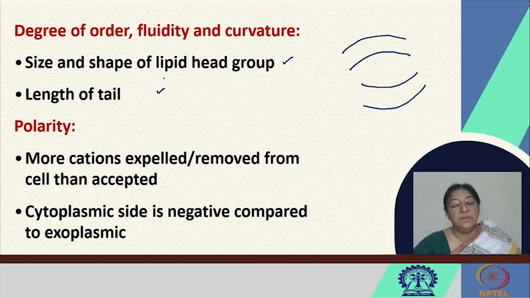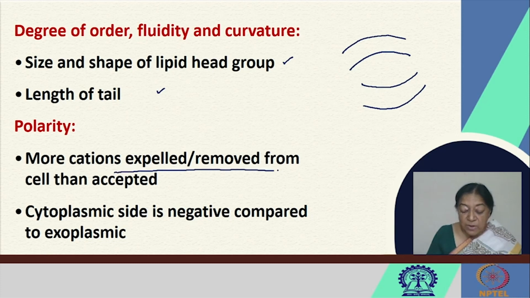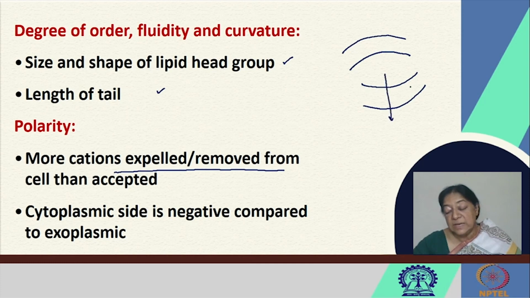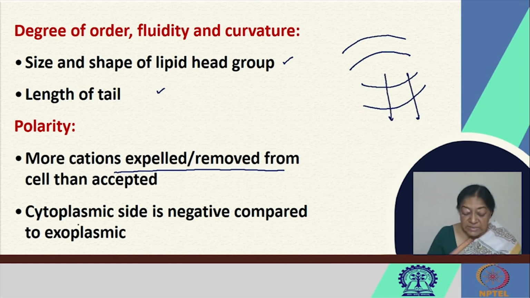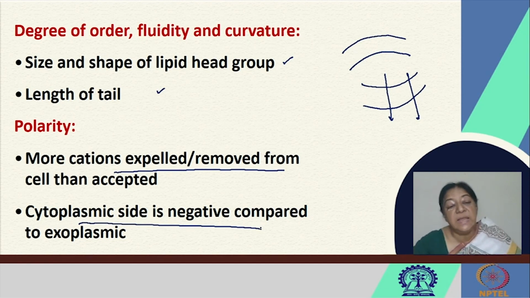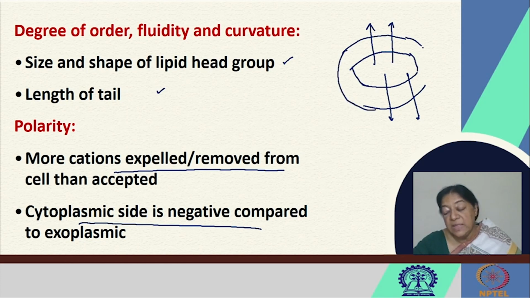The polarity, on the other hand, evolves because more cations are expelled or removed from the cell than accepted. So, if more cations are expelled, the cytoplasmic side is slightly negative compared to the exoplasmic side. If the cations are selectively removed from the cell, if this is the inner part of the cell and this is our cell membrane, then there is a negative charge in this cytoplasmic region compared to the outside, which is slightly positive in nature.